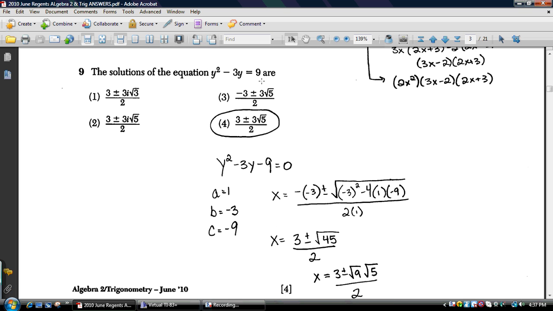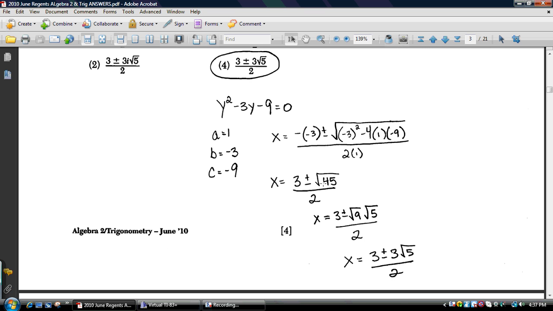The solutions of the equation are, what did I do? I set it equal to 0. It's impossible to factor, so I use the quadratic formula. Quadratic formula is -b plus or minus the square root of b squared minus 4ac, all over 2a. A is 1, that's the number in front of y squared. B is -3, c is -9. Plug them all in, simplify it down, and that's it.